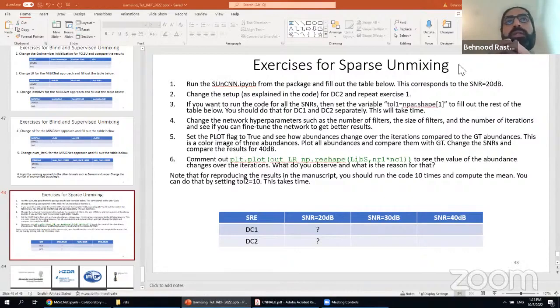Okay, and the last thing that you can do, you can comment out this line in the code, and that plots the value of the abundances, and it would be interesting for you to see how sparse unmixing promotes sparsity in abundances, and this is what we discussed in the lecture.